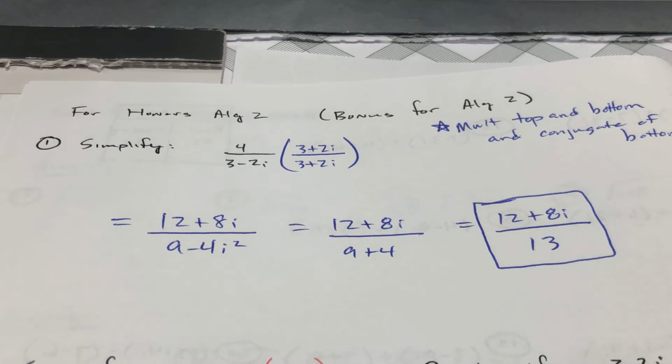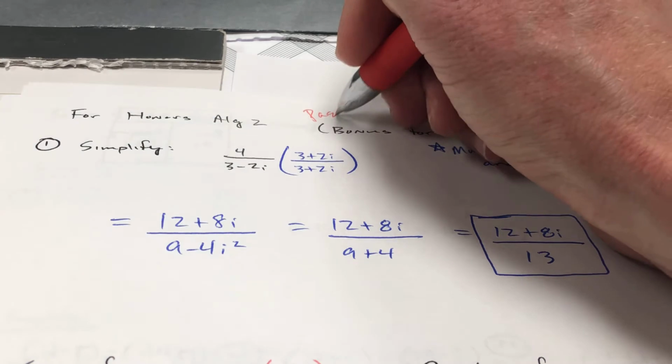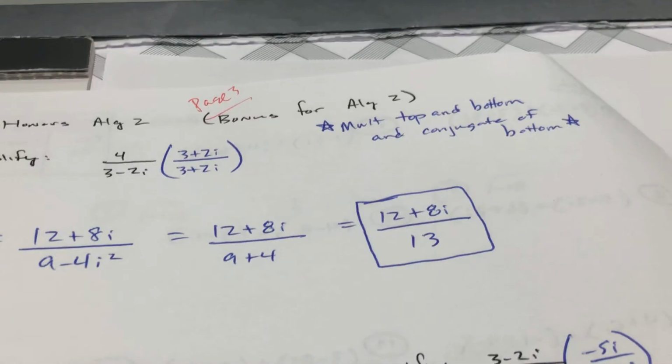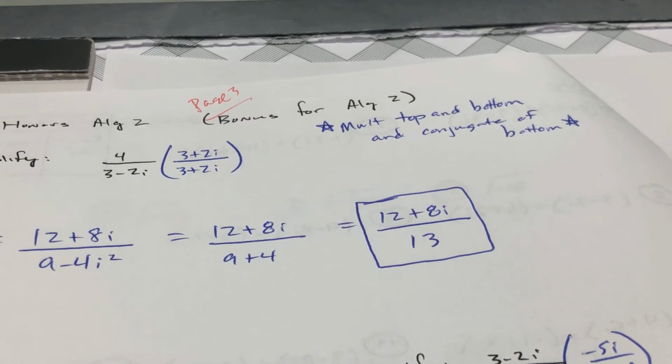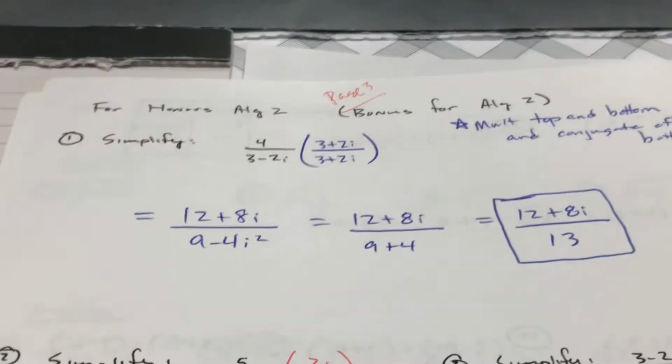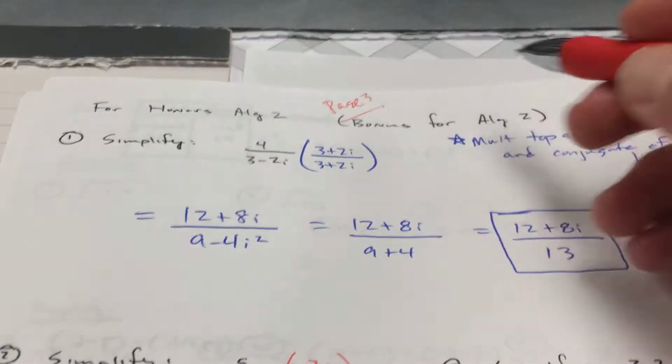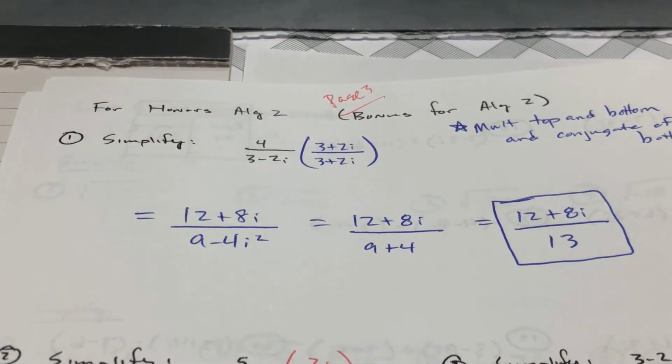So on this page, page 3 in your 4-4 to 4-6 game plan, we're going to simplify all of these rational functions involving i. To get rid of an i or a root in the denominator, you multiply the numerator and denominator by the conjugate of the denominator. The conjugate is the same two terms, 3 and 2i, with the opposite sign in between. So we're going to multiply the top and bottom by 3 plus 2i.